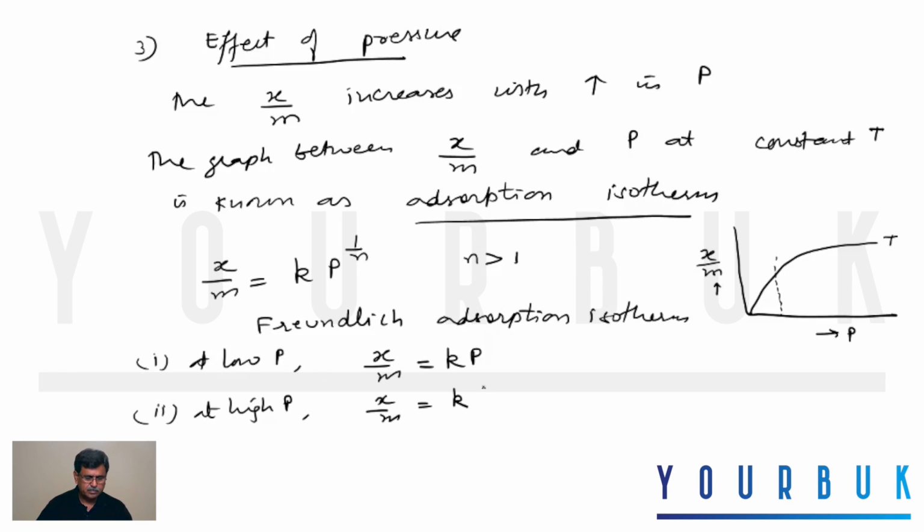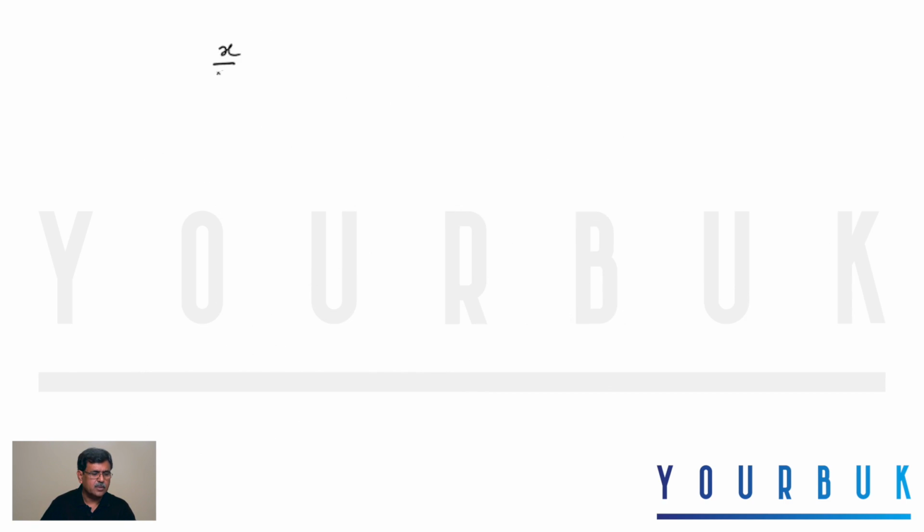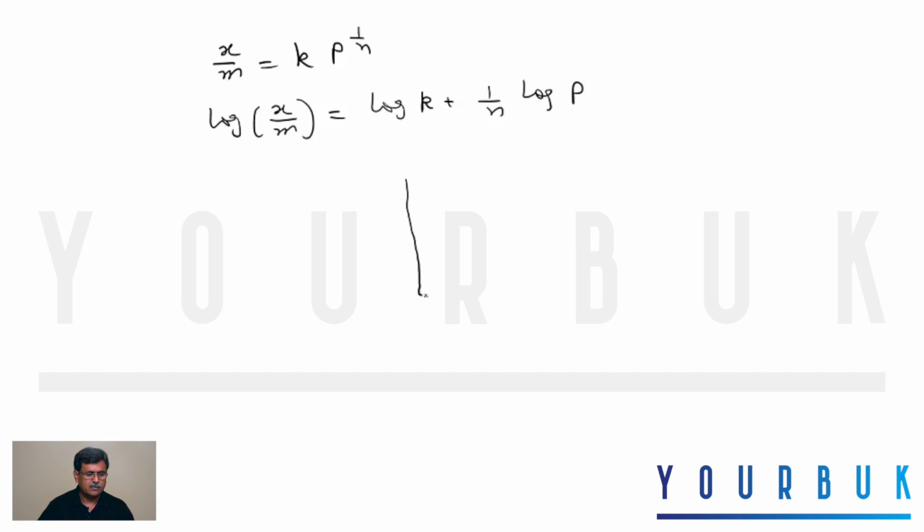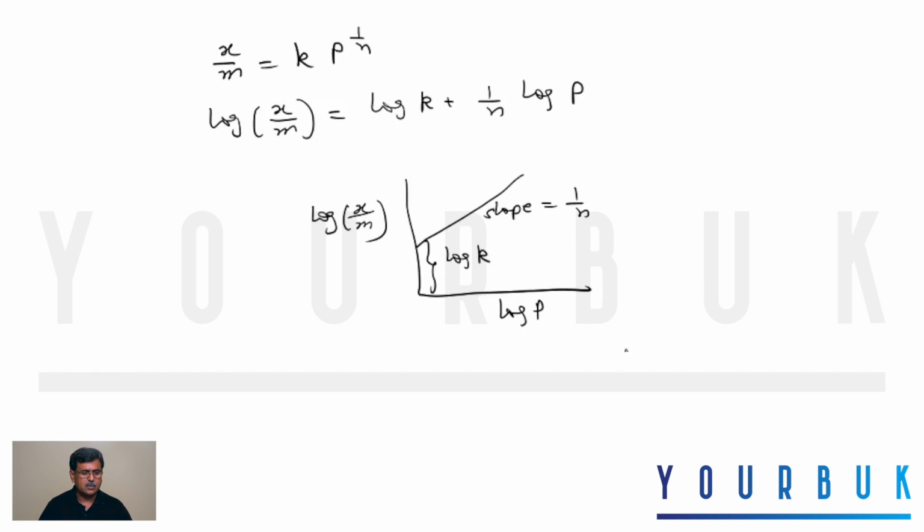In this case, we can take a log of this Freundlich adsorption isotherm equation as this: log of x by m is equal to log of K plus 1 by n log of P. So this is a straight line equation. If we plot a graph between log of x by m and log P, it gives a straight line in which the slope is equal to 1 by n, so we can find the value of n, and the intercept is equal to log of K, where K stands for the adsorption constant.